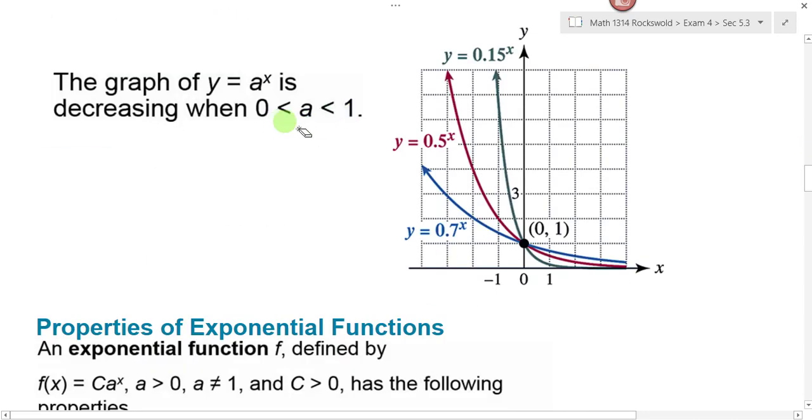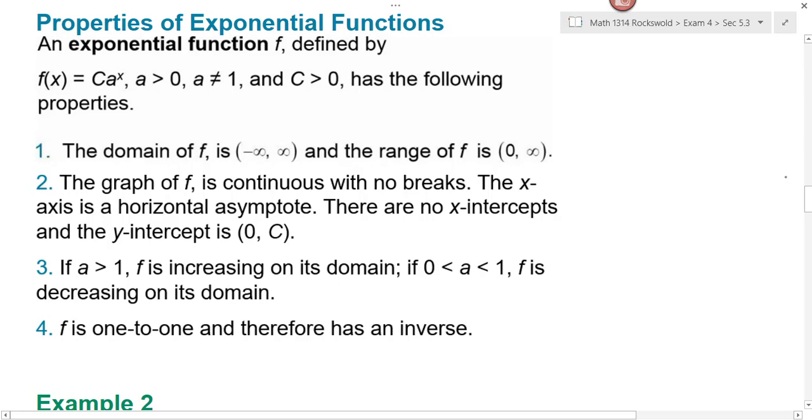The minute that we switch to a base between 0 and 1, we have a decreasing function. Notice the y-intercept stays the same for all of these graphs, and the smaller that base is, the closer it is to 0, the steeper this curve is, the more rapidly it decreases until it approaches our horizontal asymptote of the x-axis. Some properties of exponential functions.